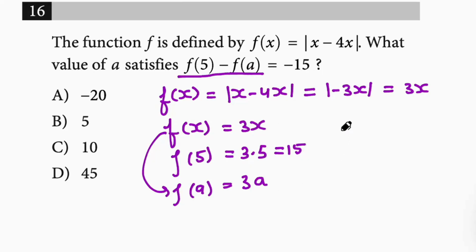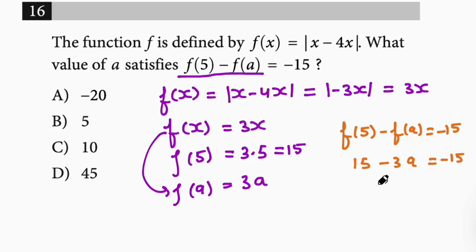Now, according to the question, f of 5 minus f of a is equal to negative 15. Let's write that. F of 5 is 15, minus 3a is equal to negative 15, right? Adding 3a on both sides, that will be cancelled. 15 is equal to negative 15 plus 3a. I am writing it because I have to explain every step.